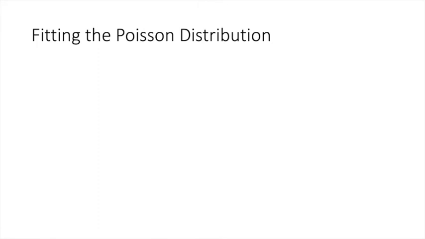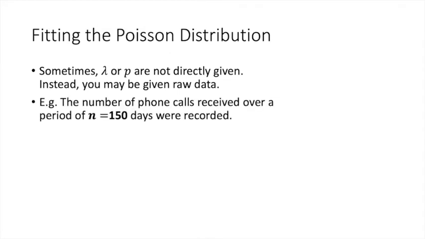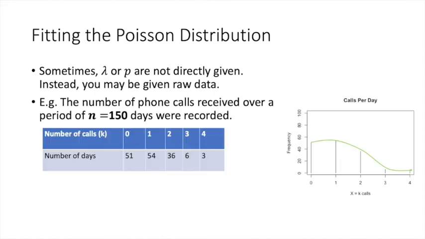Now sometimes we do not have lambda or p. Instead, we are given some raw data and we are tasked to fit a distribution on it. For example, suppose we note the frequency of phone calls received over the last 150 days. As we can see, there were 51 days when no calls were received, 54 days when only one call was received, and so on. If we plot it, it does look like a Poisson distribution.